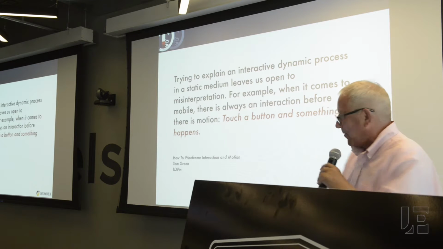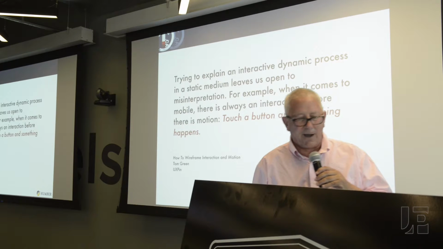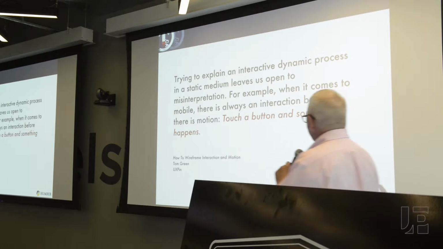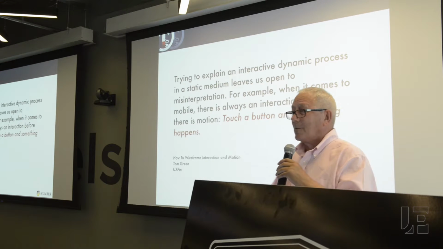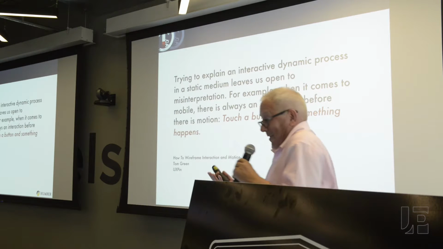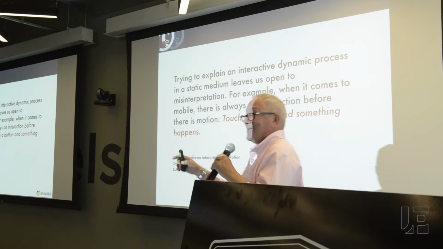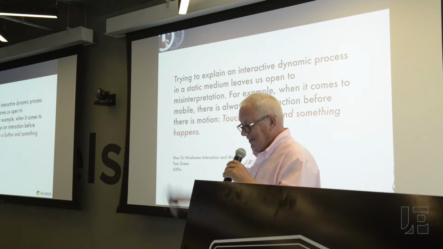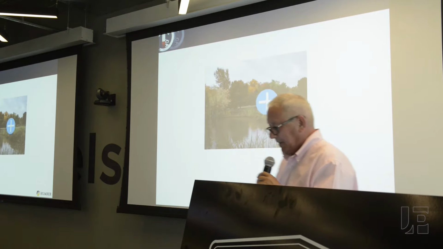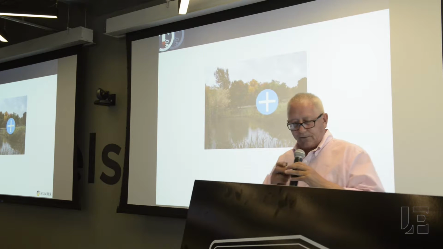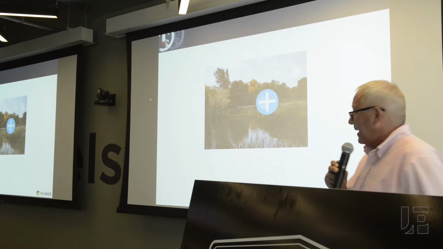So this is something I wrote in my guide to wireframe interaction and motion: trying to explain an interactive dynamic process in a static medium leaves us open to misinterpretation. Everybody has a different idea of what it looks like. For example, when it comes to mobile, there's always an interaction before there is motion, isn't there? You touch a button, something happens. And that's kind of what I want to talk about, because we've got prototyping tools. So when I say I touch a button, there's something that happens.